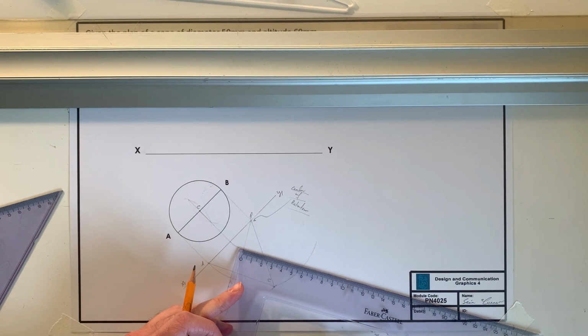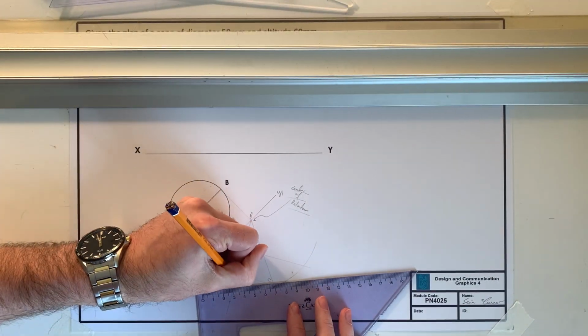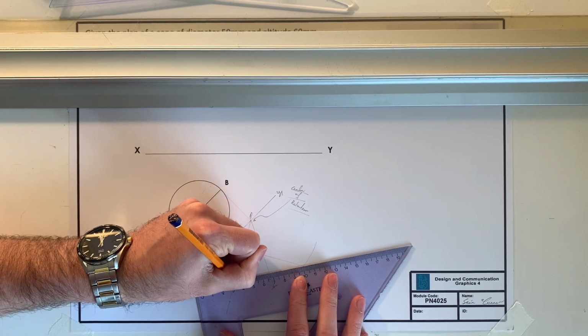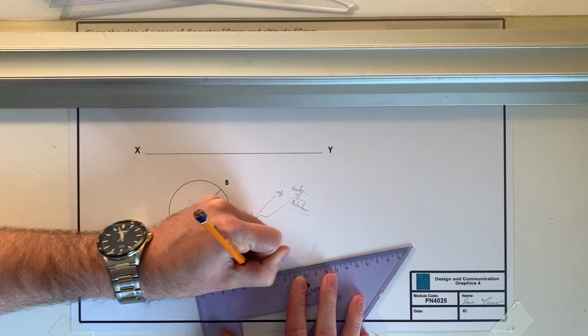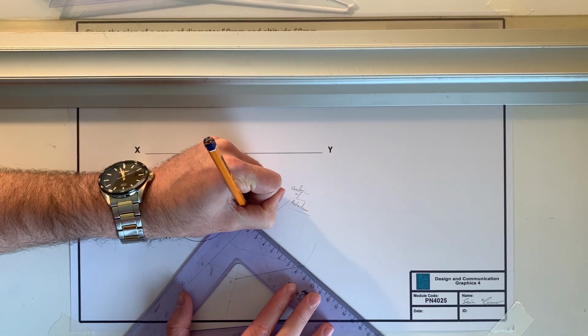Exactly 60. It is indeed. Draw the new location of my cone as it is inclined at 30 degrees to the horizontal plane. Let's put this in a bit heavier so you can see it nice and clearly.